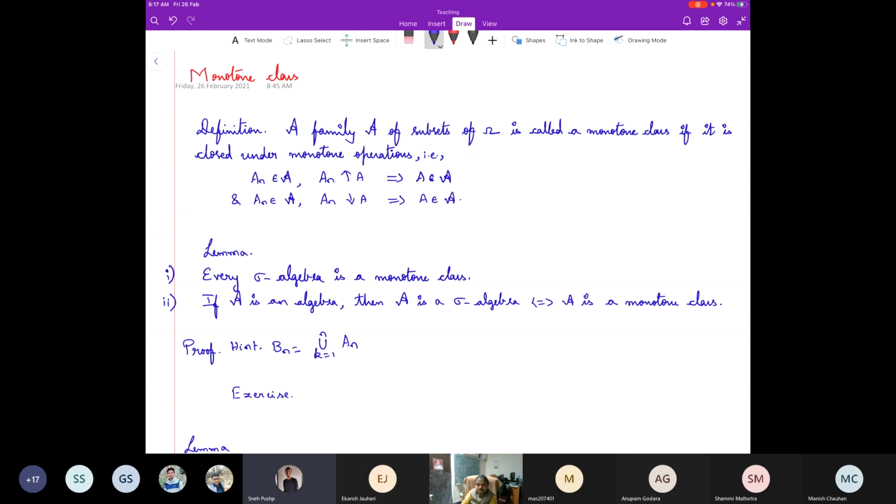Sir, what do this up arrow and down arrow mean? Increasing, decreasing. So if you have an increasing sequence of sets and it increases to A, then A should belong to the class. If you have a decreasing sequence of sets, and it decreases to A, then the limit A should also belong to the class. That's the whole thing. Okay. Got it.